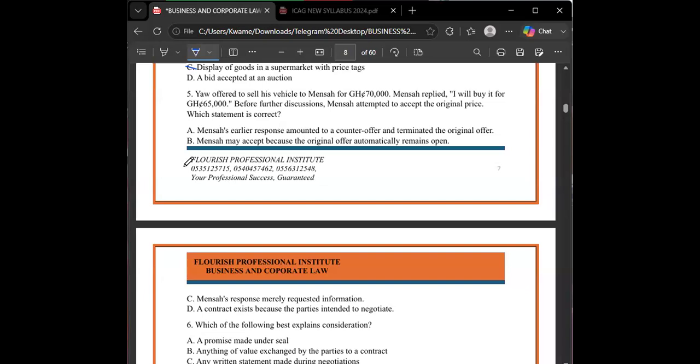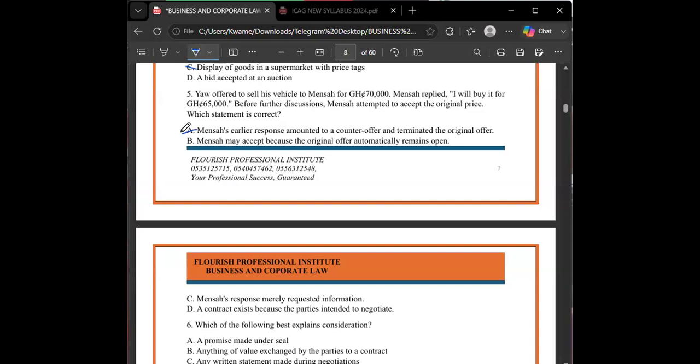Yes, please. With this one, in law of contract, Yao offered to sell his car for 70,000. As I said in the overview, law of contract begins with an offer. So this is an offer. Who did he make the offer to? He made the offer to Mensa. It's now up to Mensa to accept the offer or not. Now Mensa said, "I will buy for 65,000." By saying that, he has cancelled the first offer and made a new offer.